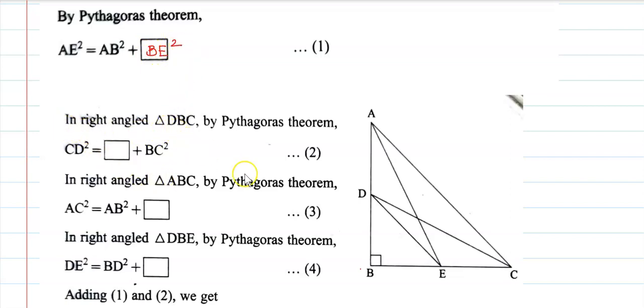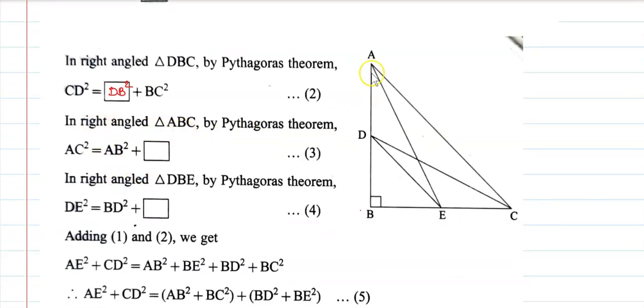In right angle triangle DBC, here CD square is equal to DB square plus BC square. So here what will we write? DB square plus BC square. Okay. Now the next, in triangle ABC, AC square is equal to AB square plus BC square. In right angle triangle DBE, DE square is equal to BD square plus BE square.